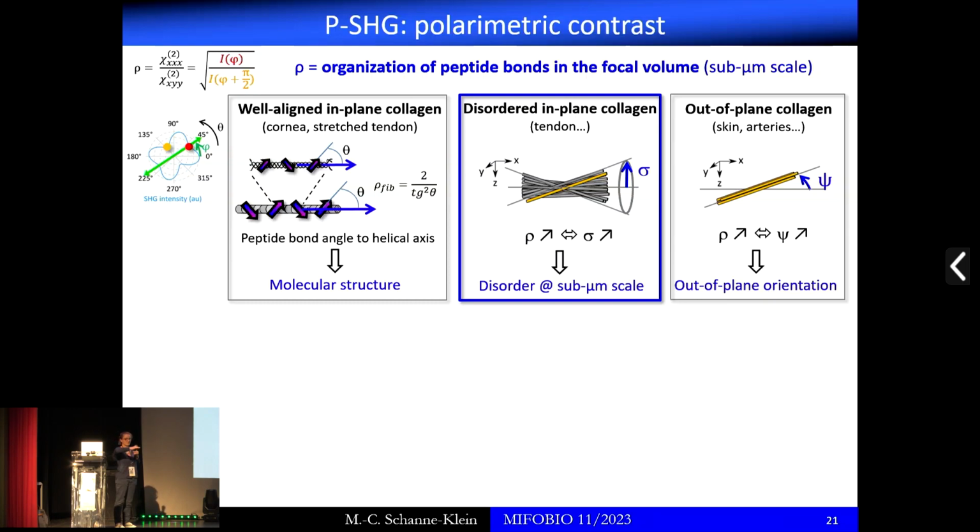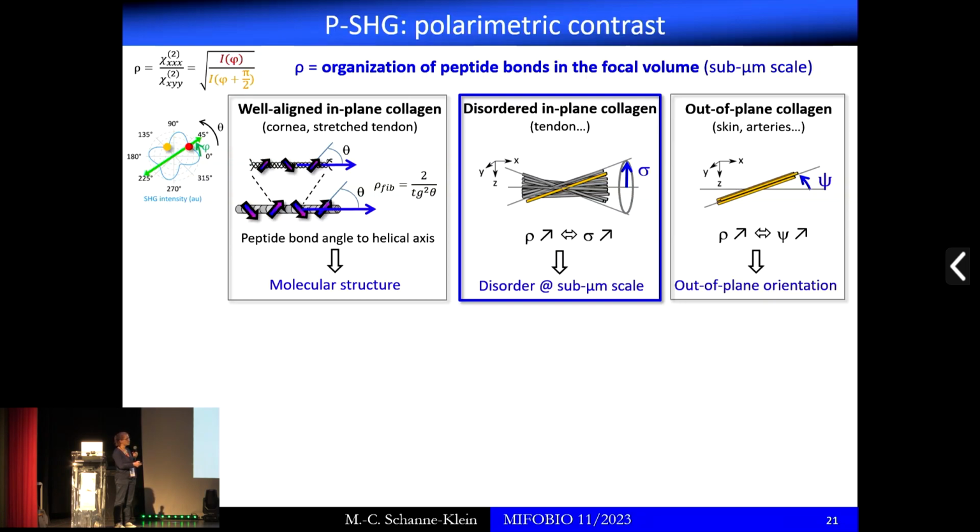And if we have collagen fibers well aligned within the focal, within the imaging plane, we can measure this angle, so it means that using this parameter, we can measure the molecular structure of collagen. But of course, it's the same in every tissue, except when there are some genetic disorders. So usually, if this parameter is not the usual one, usually it increases, and it means that we have some disorder within the focal volume. It may also increase because of out-of-plane orientation.